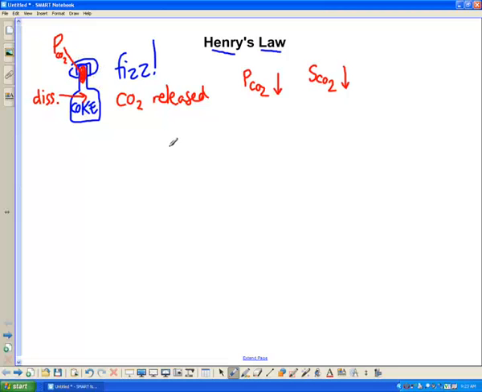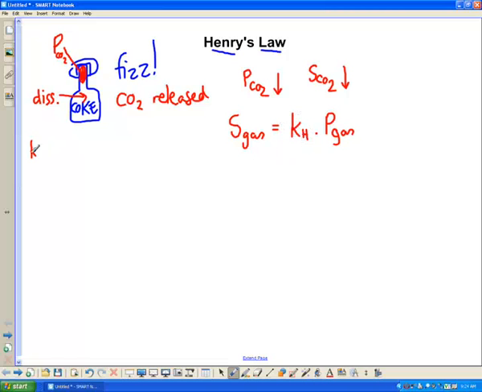So the actual equation for Henry's law is really very simple. The solubility of any gas, we'll just say S for solubility here, is equal to the Henry's law constant, unique for every gas, times the partial pressure of that gas, whatever gas we happen to be talking about. Now, like I said, the Henry's law constant for every gas is different, and this is temperature dependent too. So for now we're just going to assume things are done at 25 degrees C.